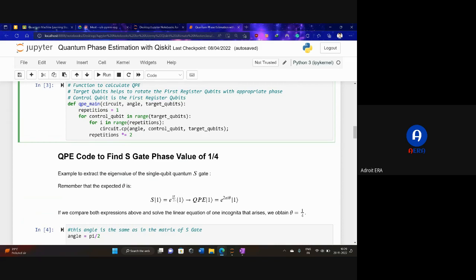So if we give that pi by 2, the estimated theta, which should be in the first register of the QPE circuit, should be 1 by 4. We should receive theta is equal to 1 by 4.